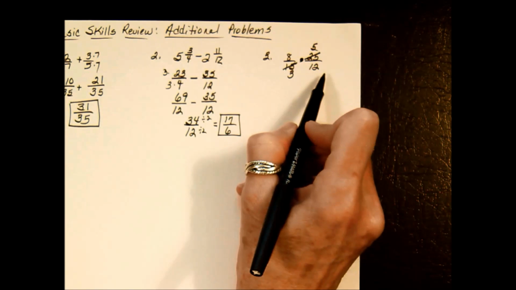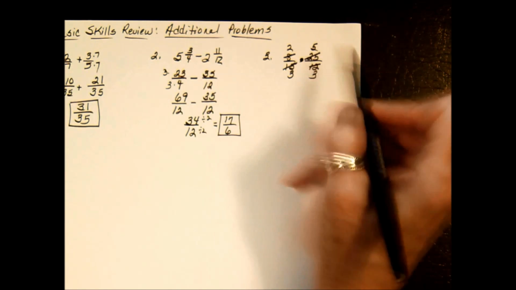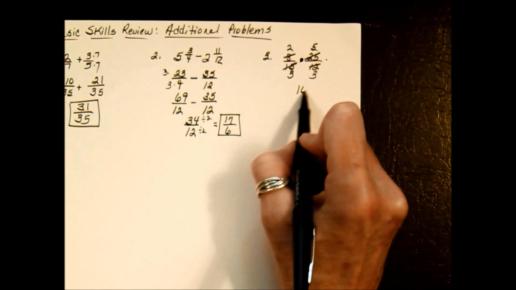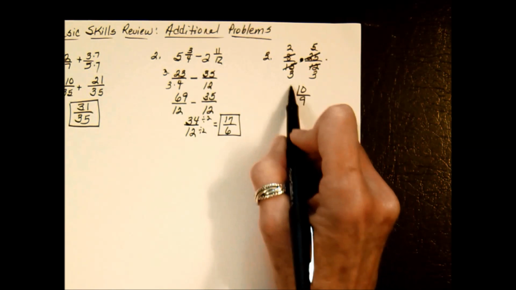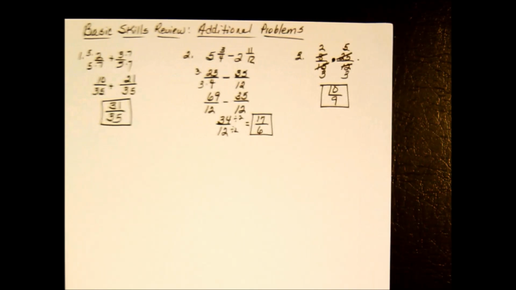What goes into 8 and 12? That would be 4, goes in there. And now all I do is multiply across, and I end up with 2 times 5 over 3 times 3, or 10/9. Again, not necessary to change it to a mixed number.